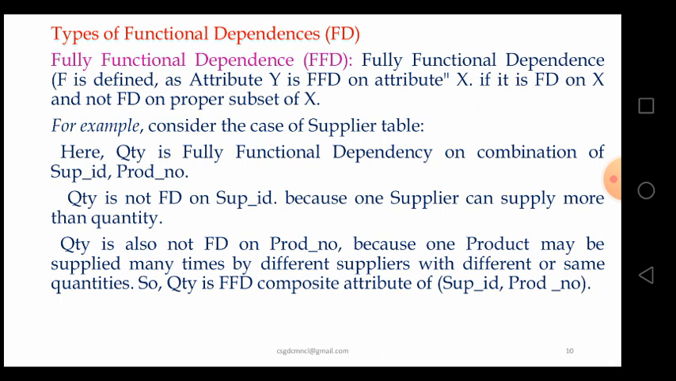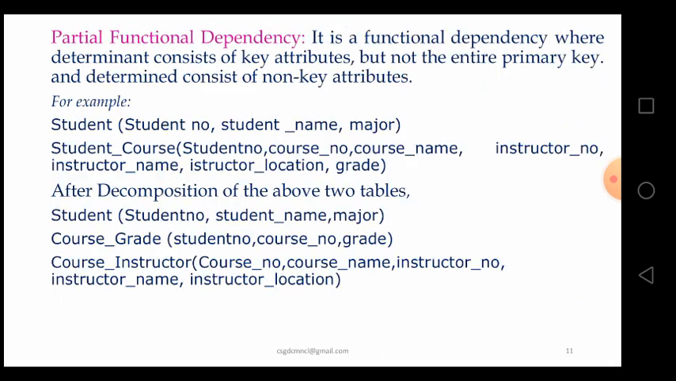Next type is partial functional dependency. Partial functional dependency is a functional dependency where the determinant consists of key attributes but not the entire primary key, and the determined consists of non-key attributes.